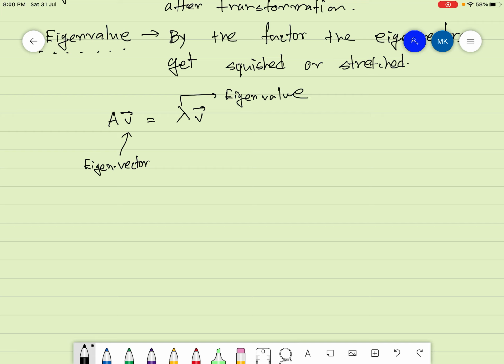But there is some inconsistency here. As you can see, the left hand side is a matrix multiplied by a vector, and the right hand side is basically, so this is the eigenvalue, and as I said, this is a factor, so this is basically a scalar multiplied by a vector.